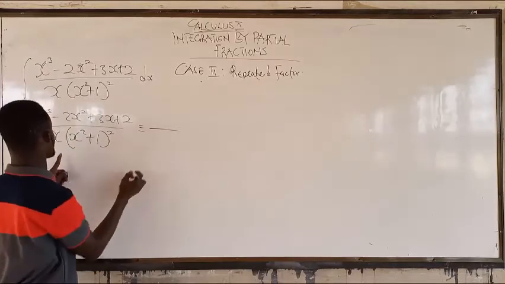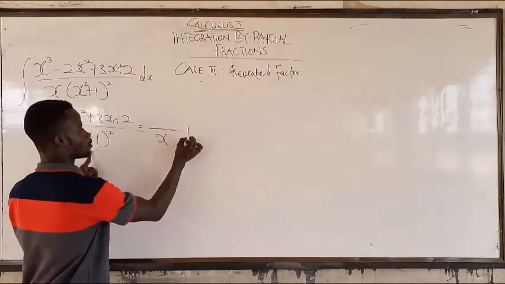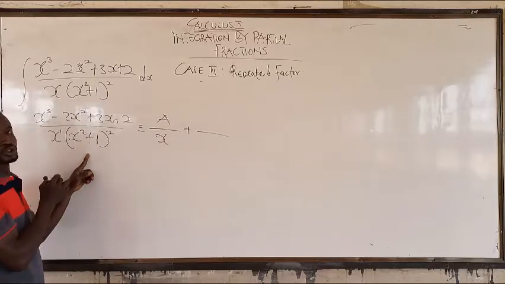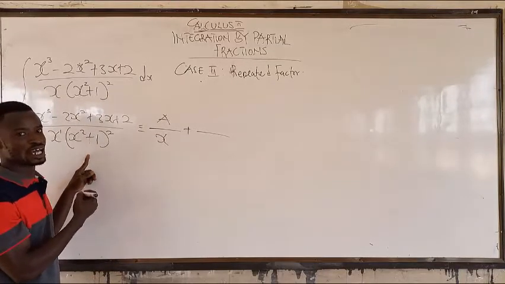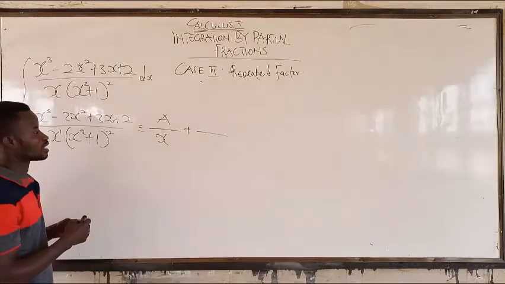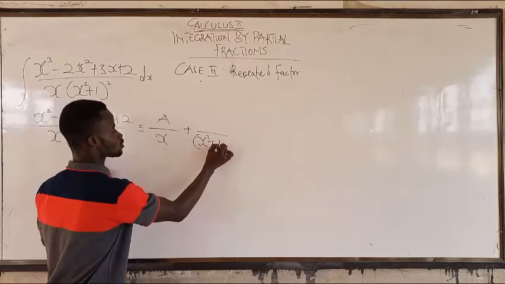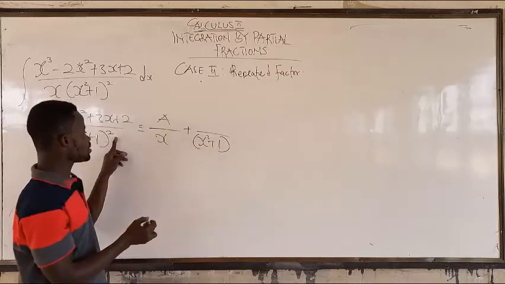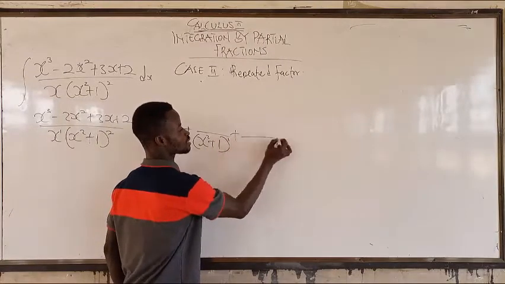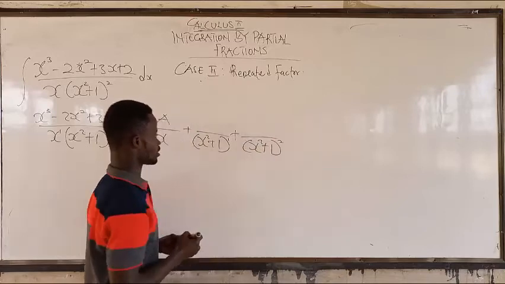Now, the first one we have here is linear. So here is A. It's a power 1, so it's linear. It's not a repeated factor. If it's power 2 or more, that becomes a repeated factor. Here we get x squared plus 1. It's a repeated factor because it's having a power of 2. So this is power 1 plus x squared plus 1 squared.